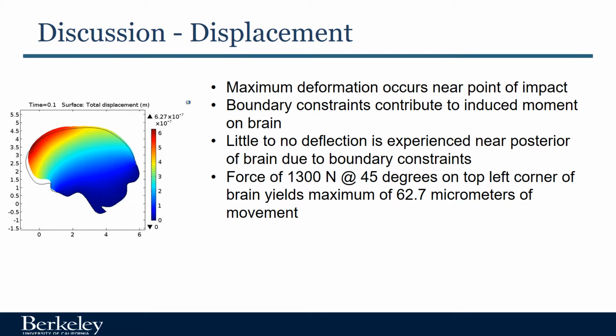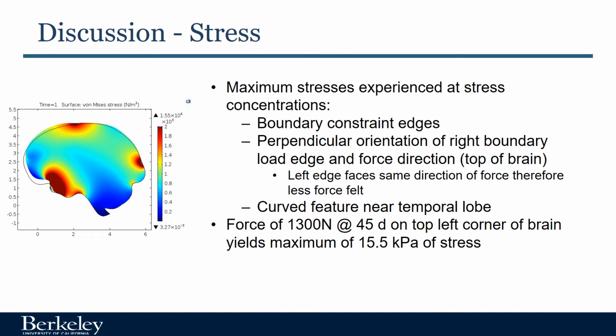So here are our displacement results from our COMSOL simulation. We observed that the maximum deformation occurs near the point of impact, which is on the frontal lobe of the brain. The boundary constraints also contribute to an induced moment, which is why we see the brain moving in a clockwise direction. We also notice that there's little to no deflection experienced in the posterior of the brain because that is our boundary constraint.